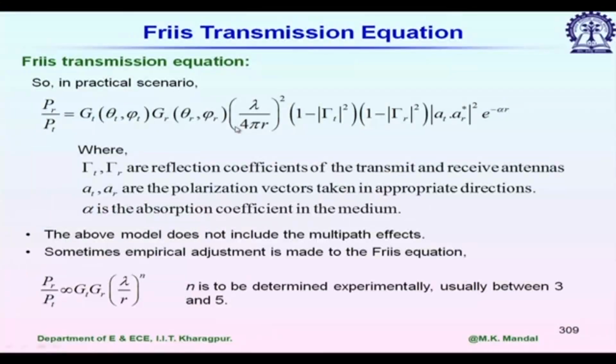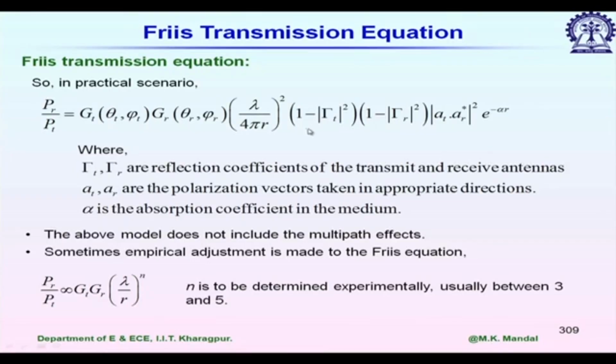So, let us then consider the effect of polarization and the input impedance matching. So, we have a more practical form of the Friis transmission equation. PR by PT is equal to GT GR. Now, GT and GR are functions of the coordinate system, they depend on theta and phi. So, if the antennas are not aligned in their maximum beam direction, then we can take their actual gain value in that particular theta or phi, and we can put the values here.